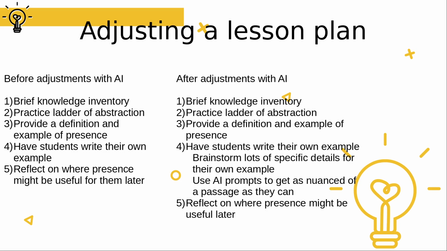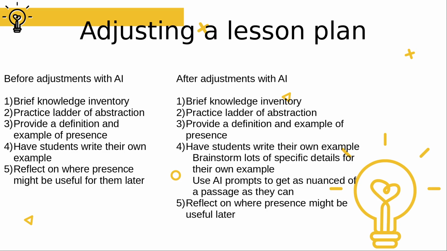But step 4, when students do their own example, I would change it. First, I'd break it into 2 parts. First, I'd have them brainstorm lots of specific details for their own example and have them do that part first, that invention work guided by that concept of presence, all of the different little details of whatever scene they're going to describe. I would have them maybe brainstorm all of that first and just be as concrete as they possibly can with that.